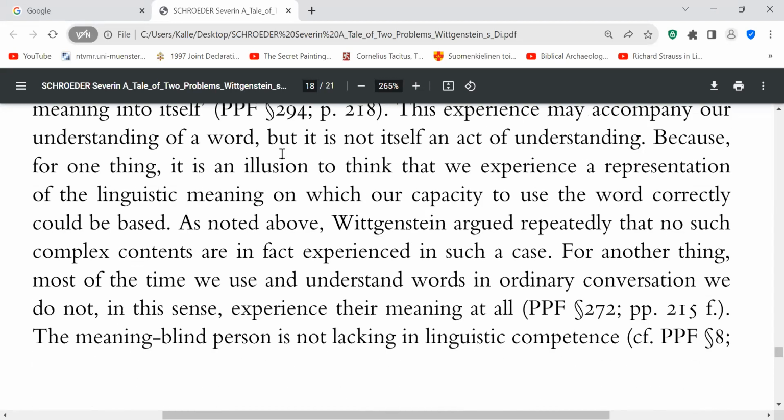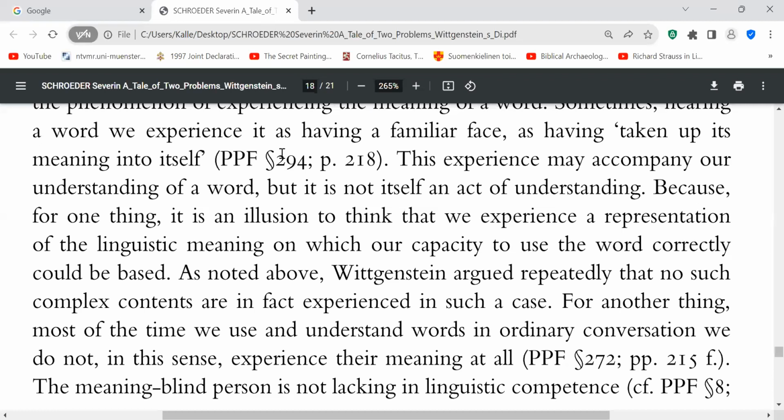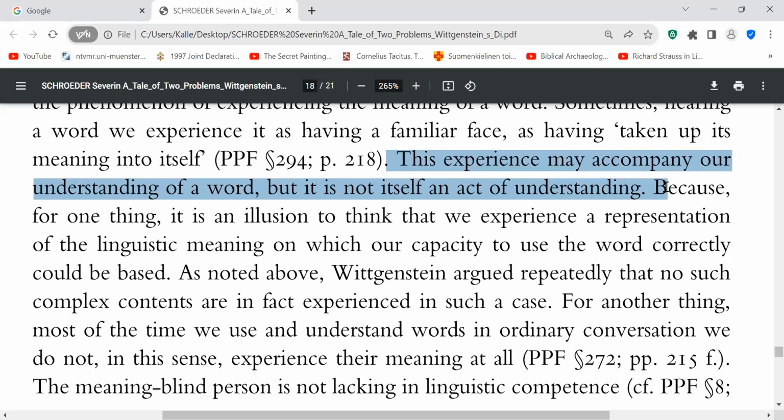So there is this experience. Let me see, where is it? Yes. So this phrase here: this experience may accompany our understanding of a word, but it's not itself an act of understanding. Wittgenstein is not saying that understanding of a word is not about experience. What Wittgenstein is saying is that for an aspect blind person there is no experience or lack of understanding.